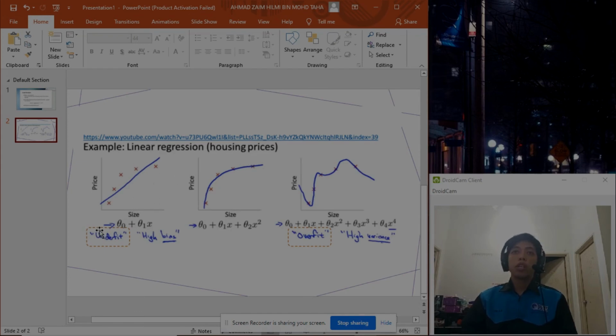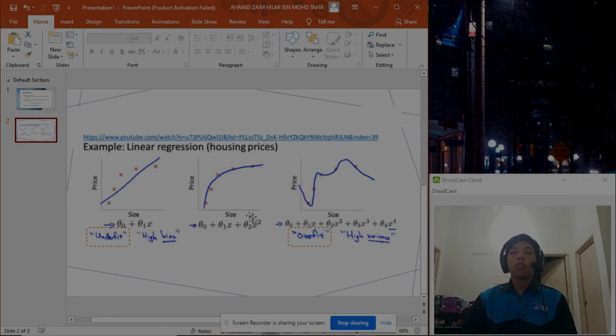Firstly, we can fit a linear function to this data, and we get the straight blue line through the data. However, this is not a good solution as the data set here flattens out to the right and the line does not fit the data set. We call this situation underfitting or high bias.